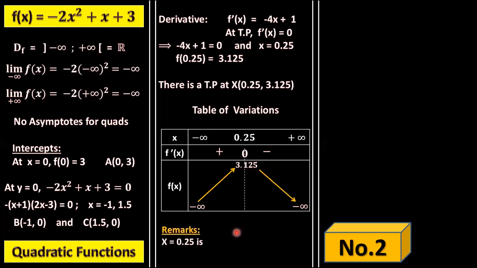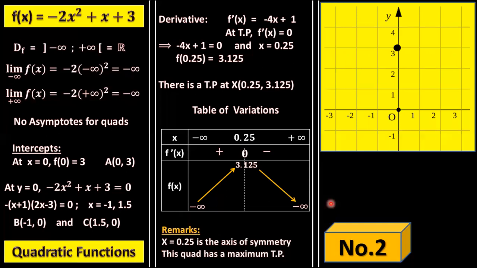So remarks, x equals 0.25 here is the axis of symmetry, and the maximum value of y is 3.125. This curve is having a maximum turning point. How can you also prove this? Because the gradient function is positive for values of x less than 0.25, and the gradient function is negative after. So the gradient function changes from positive to negative. That only happens for a maximum turning point. As you can see, it's increasing, then at the turning point it is 0, and then it starts decreasing. That is for a maximum turning point.